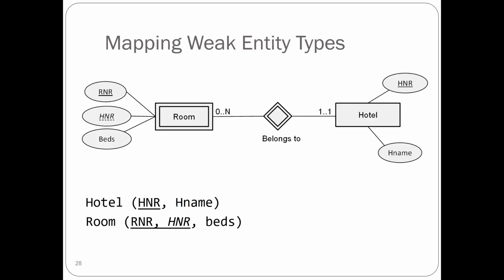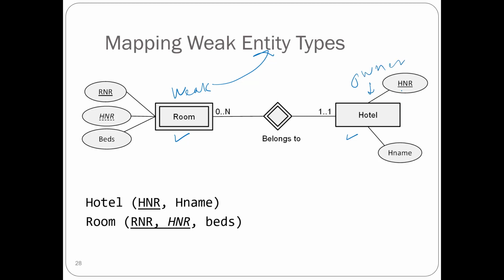Good. So we saw this example in our discussion when I introduced you to the concept of weak entity. So here we have two entity types, room and hotel. Room is the weak entity type. And a weak entity type is represented by a double rectangle. So hotel is the owner entity type.